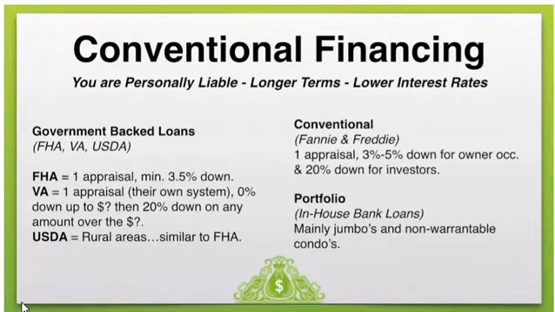This leaves conventional, which, if you're buying and holding property for a year or more, is the main option we would recommend to a real estate investor. Backed by Fannie Mae or Freddie Mac, which are two government-controlled organizations, conventional loans typically require one appraisal and 20% down if you're doing non-owner-occupied loans.